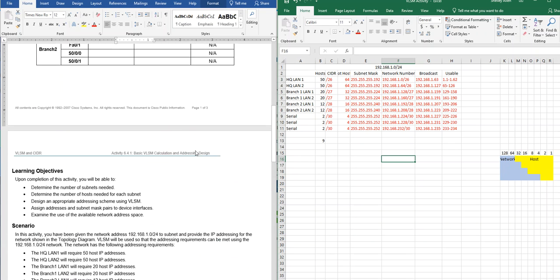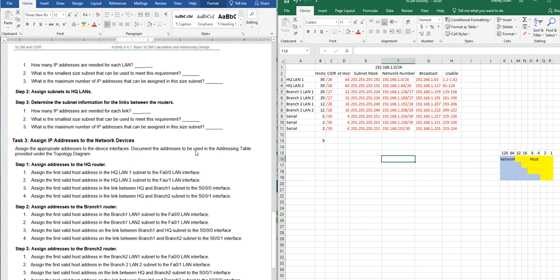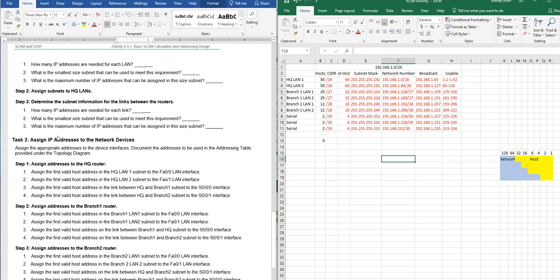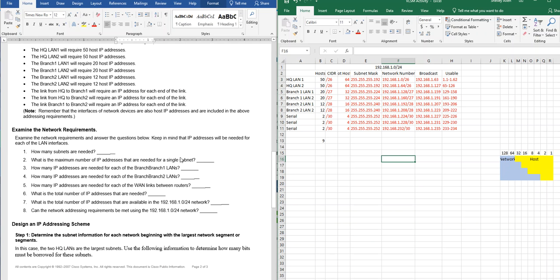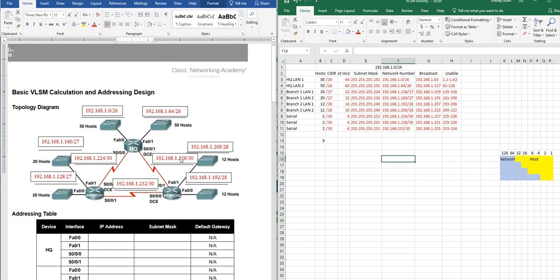Now, by following the directions that we have here, let's look at this. Assign the IP addresses to the network devices. This is where it gets tricky for a lot of people because you get kind of confused. Well, if you have your chart that you worked on, that helps a whole lot. So step 1, assigning the addresses to the router. Assign the first valid host address in the HQ LAN 1, which is up here, to the FA0/0 interface. So you're assigning the first valid host address to this interface right here.